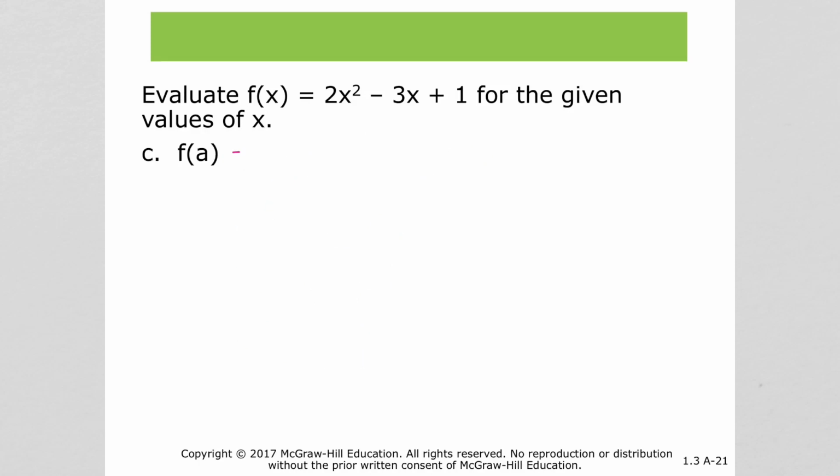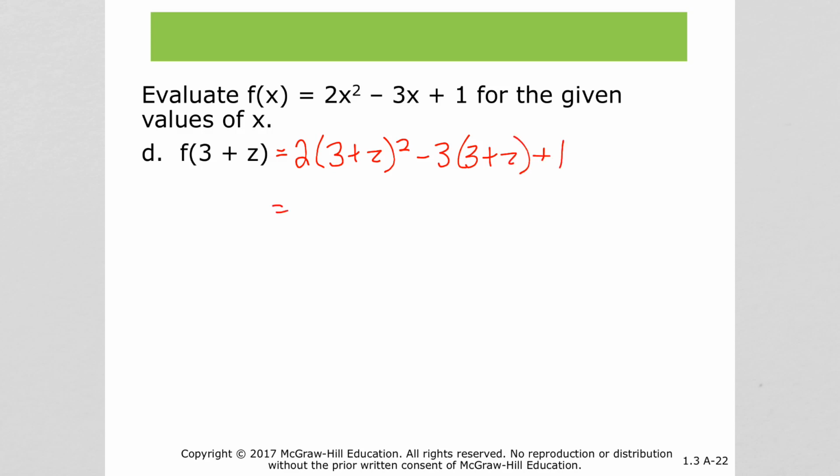This one we're just plugging in a everywhere you see an x. And it just ends up being 2a squared minus 3a plus 1. And here we're plugging in 3 plus z everywhere we see an x. Just make sure you use those parentheses so we know to distribute.